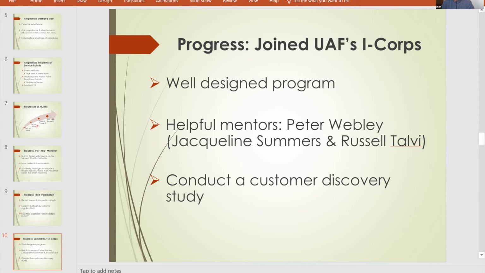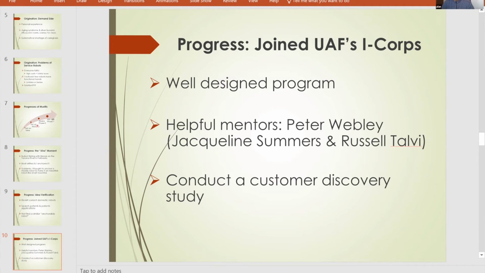So I joined the program. I think the program is well designed, especially good for engineers. If you have a good idea or a prototype, and you want to develop the prototype into a business, that's great. But it was also very great for me. When I joined this program, Peter Webley was a very engaging instructor. He helped me a lot. Also through this program, I got to know Jacqueline and Russell. I think they are both my mentors. They helped me link to the people working on my project. I benefited a lot from this.